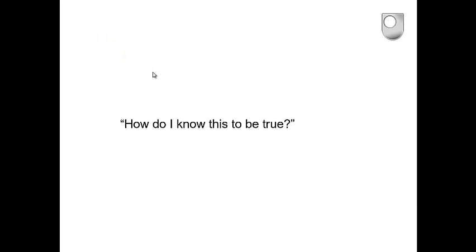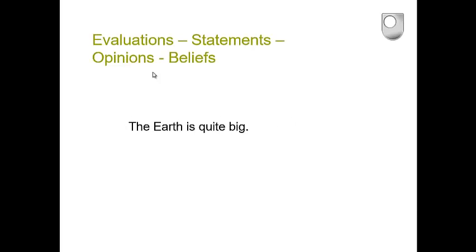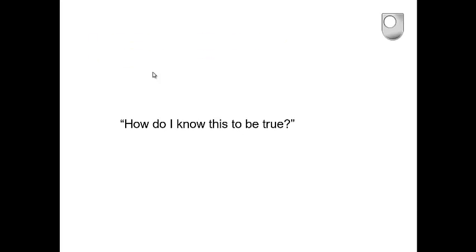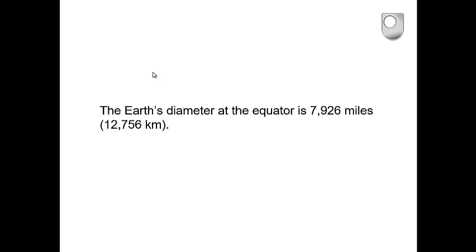So the question I use whenever I've made a statement such as "the Earth is quite big" is, how do I know this to be true? And this sends me off to go and find out the answer to that question. How do I know the Earth to be quite big? I found some data whenever I was researching this, that the Earth's equator is approximately 7,900 miles, or just over 12,500 kilometres. It's fairly big to me.